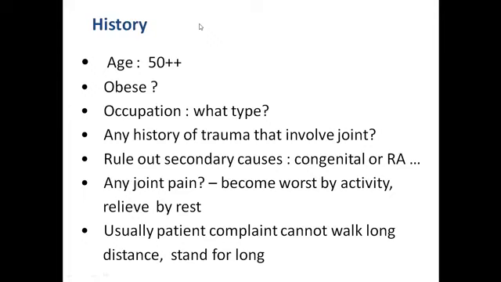In history, you have to take the age, mostly 50 and above. Whether the patient is obese or not, you have to find out. Occupation, what type of occupation, because occupation is very important in case of osteoarthritis. Is there any history of trauma that involved the joints? Rule out secondary causes like congenital or inflammatory changes, like rheumatoid arthritis, whether present or not.